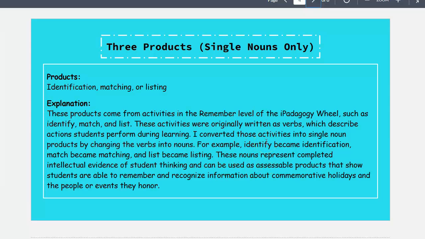And a single noun, changing the verbs into nouns. For example, identify became identification. Okay, super smart. Love it. Match became matching. All right, list became listing. I love this. These nouns represent completed intellectual evidence of students' thinking and can be used as accessible products that show students are able to remember and recognize. Wholeheartedly agree. Wow. Okay, this is great.